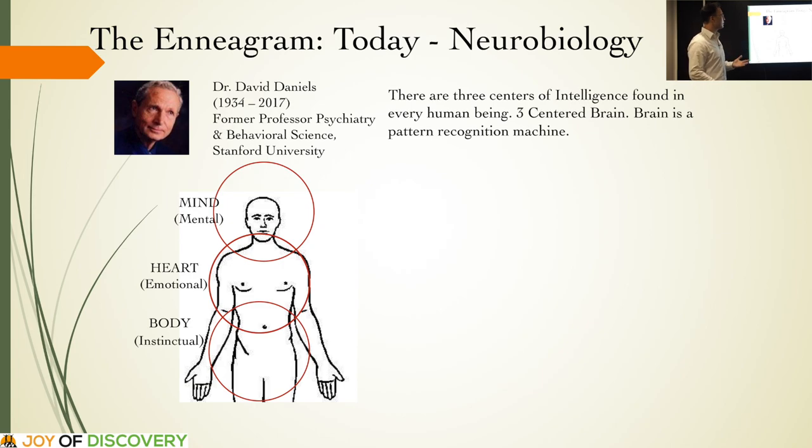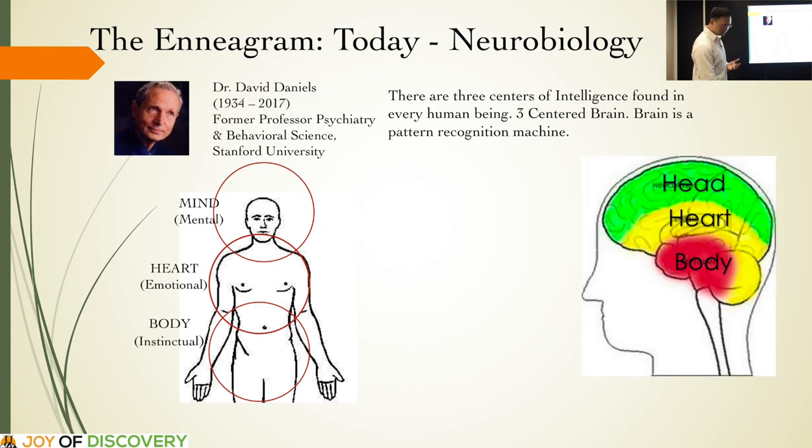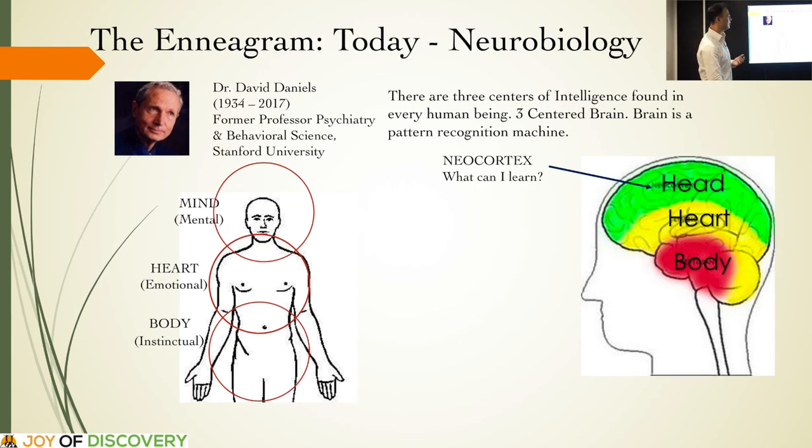So I'm not an expert on this, but I'm just sharing with you some of the key points to note from neurobiology. So there's a three-centered brain: the head, the heart, and the body. And the head is the neocortex. A lot of work has been done in psychology and psychiatry in the last 100 years, whether it's Freud or Jung. It's from the front, the neocortex, how the mind functions. And there's a lot of emphasis on that. What can I learn? How do I make sense of it?